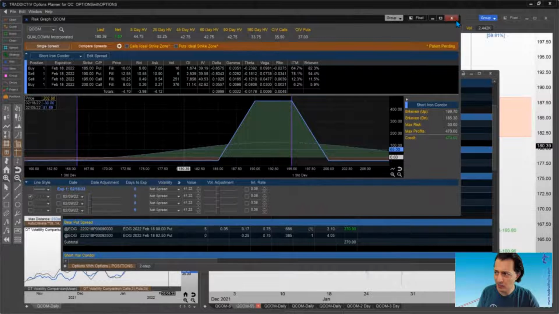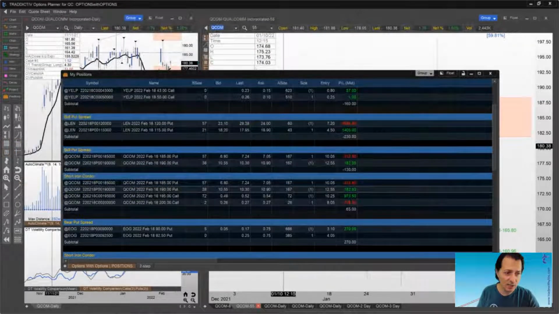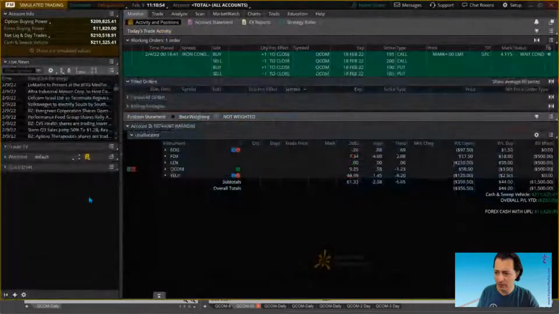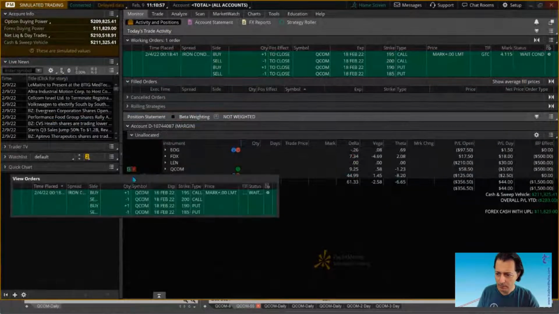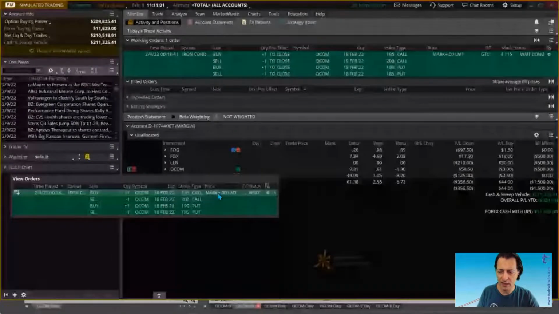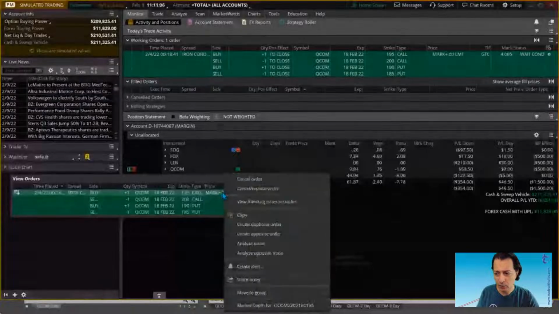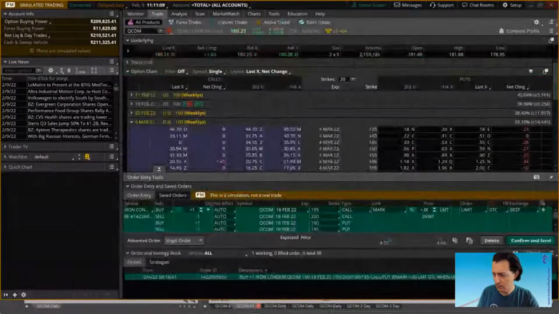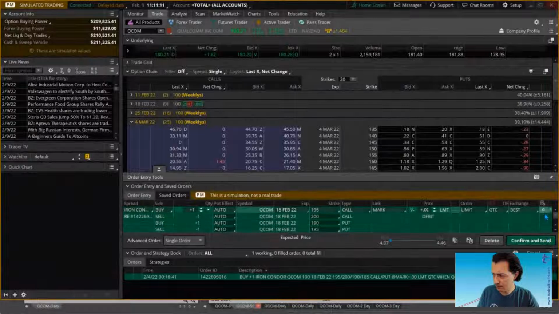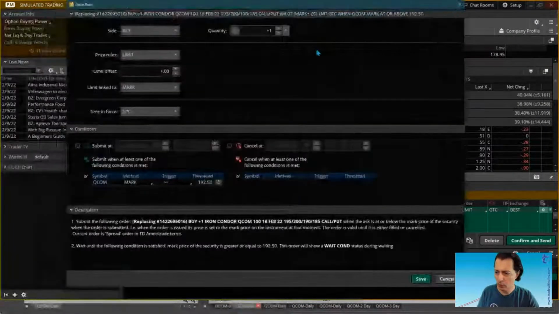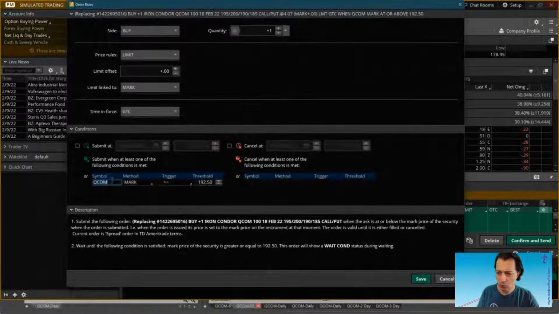Now, in the past session that we did, I left an order in the system for Qualcomm right here, which was an order to close this butterfly, this iron condor, at the midpoint of the spread with a condition. I'll load it here so you can see it better. The condition was that Qualcomm was going to be trading at or above 192.5.